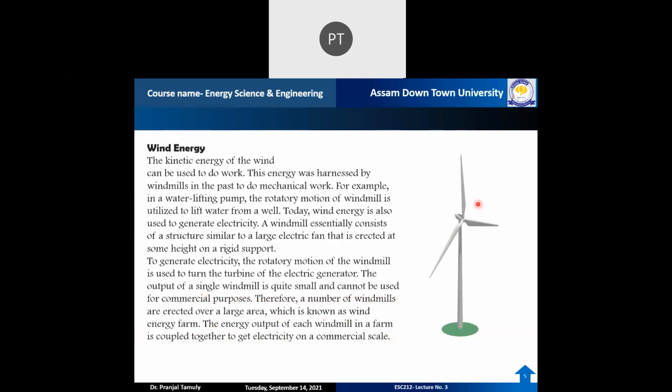So when we see windmills under construction, we don't construct just one windmill. We construct several windmills in a large area. So what are the different characteristics of this wind farm?